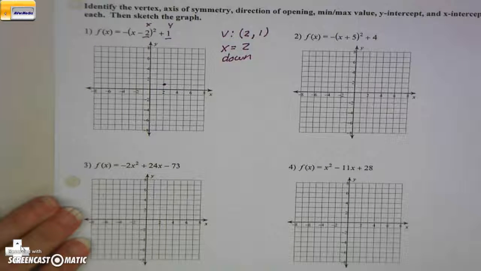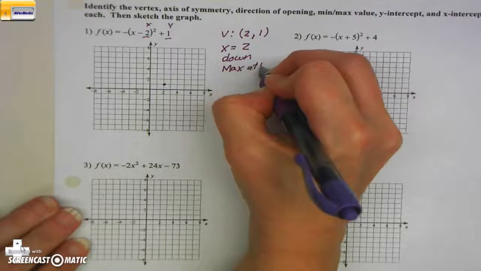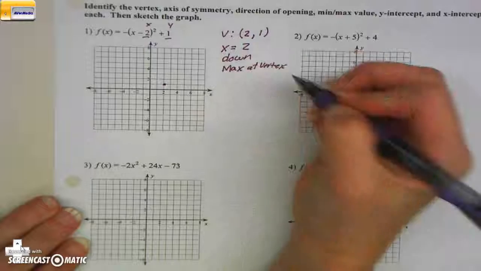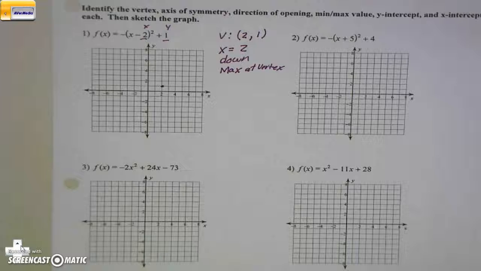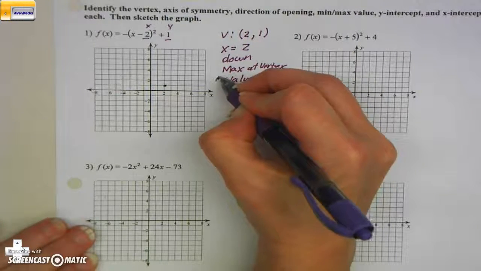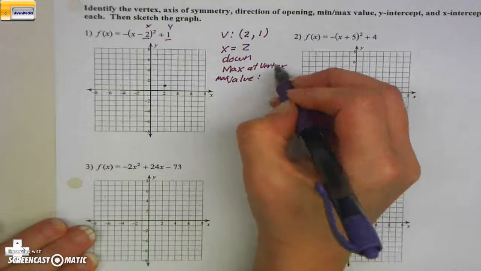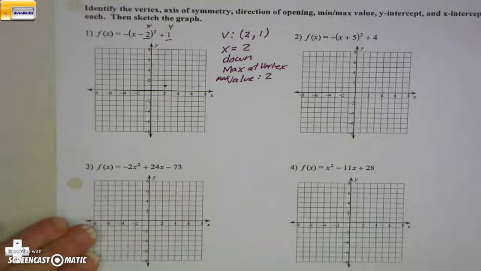Okay, the vertex would be your min or max value. Is it a min value or a max value? It's a max. So it's the max at the vertex. Sometimes they will ask you what is the max value, in which case you would say max value would be 2. Other times they will ask you where does the max value occur.